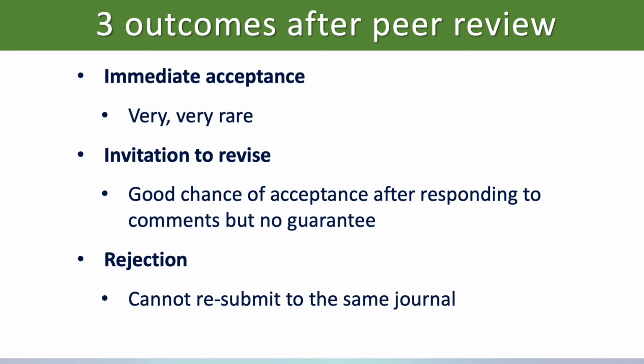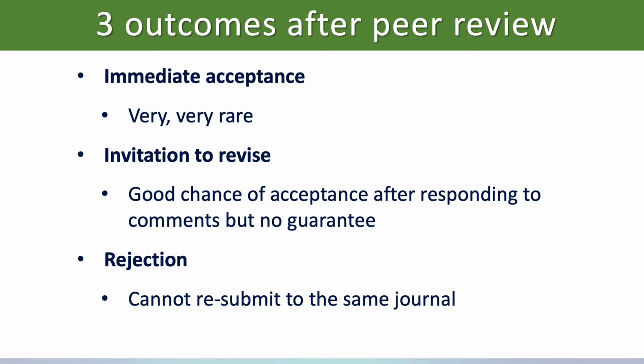So now we will talk more about the 3 outcomes following a peer review process. The first outcome, as we mentioned, is immediate acceptance. And this is very, very rare nowadays. Invitation to revise is a much more common outcome. And sometimes the editors will indicate that they will provisionally accept the article if these revisions are made. Normally, when authors are invited to make revisions, there is a reasonable chance that the manuscript will be accepted after responding to the comments. However, there is no guarantee.